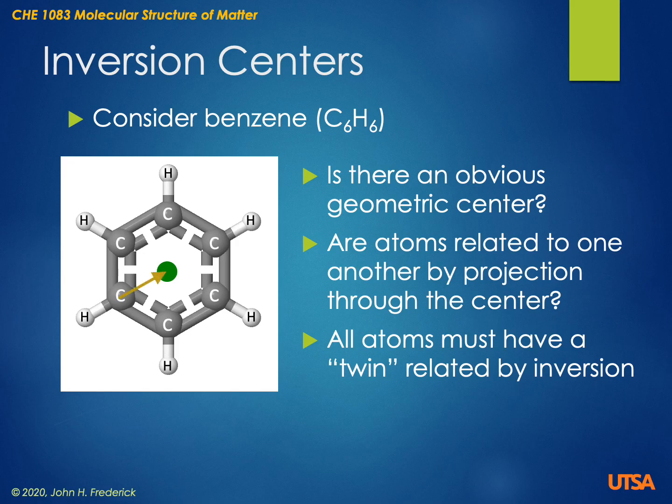So when we go from that carbon to the center, if we extend out an equal amount on the other side, we find another carbon. So yes, this in fact would be true for that one. For hydrogen, if we go through the center, we would go back out to that hydrogen. So we can do this for each of the carbons and each of the hydrogens in benzene. So yes, it does have inversion symmetry.